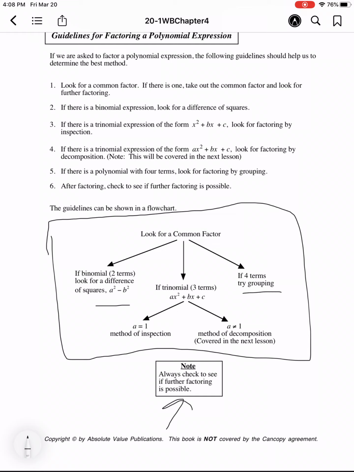If it's got 4 terms, we're going to try the grouping, that last thing we learned. What we're going to do mostly is these trinomials. Trinomials for most of all. If we have a equals 1, so there's no number in front of the x, or whatever letter it is, then we can just use inspection.